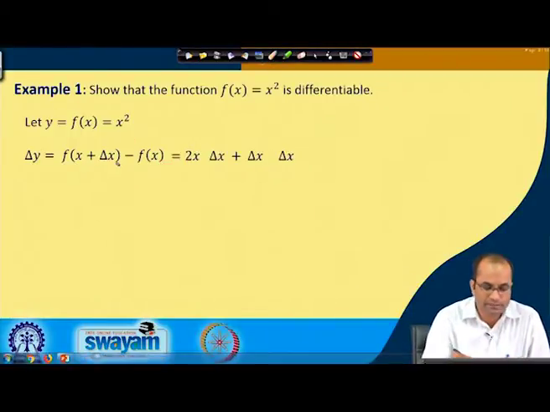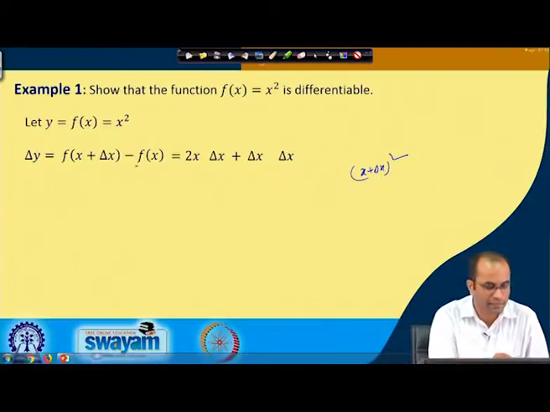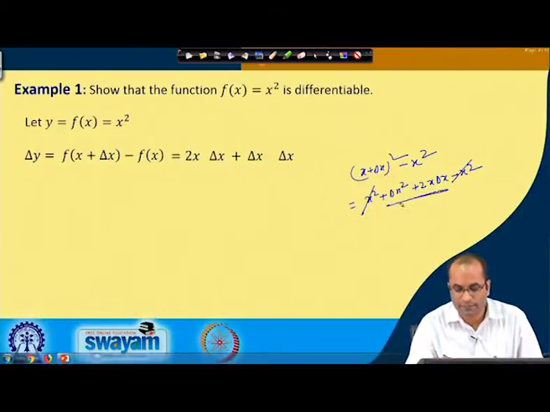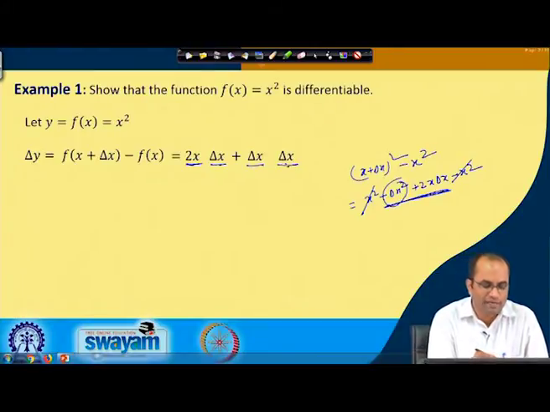So, here f(x + Δx) means (x + Δx)², and minus f(x), so minus x². If I expand this, you will get x² + Δx² + 2xΔx − x². So this term gets cancelled, and we get 2xΔx + Δx². So we get precisely here 2x·Δx and ε·Δx. So we have this form, a times Δx and epsilon times Δx.